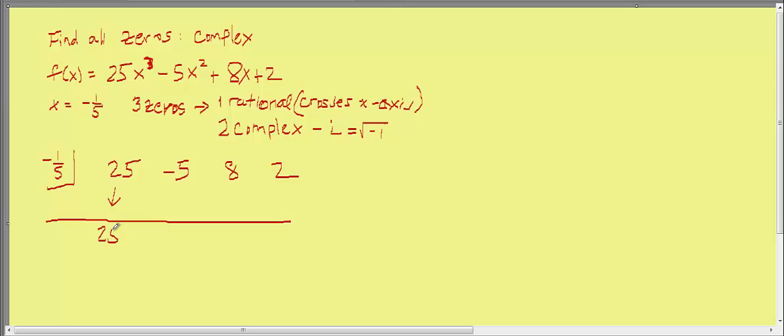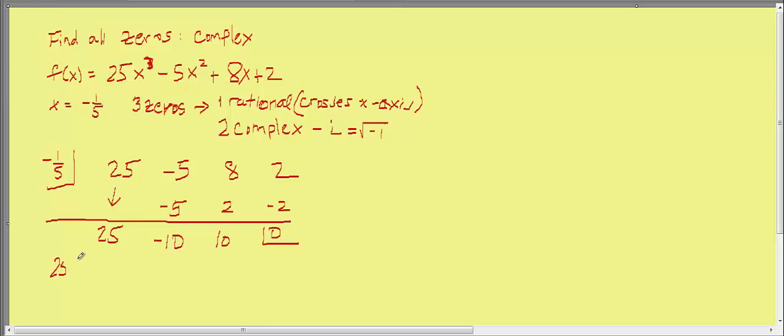Drop the 25. -1/5 times 25, you can type it in your calculator if you need to, gives you -5. Add it to -5, you get -10. -1/5 times -10 is going to be 2. We're going to get 8 plus 2 is 10. -1/5 times 10 is the -2. All right, so I know that this is a factor.